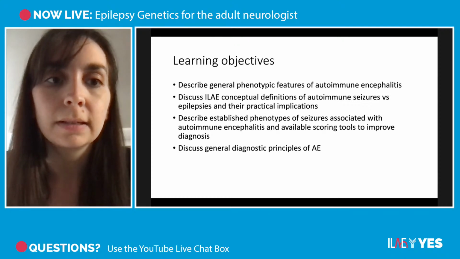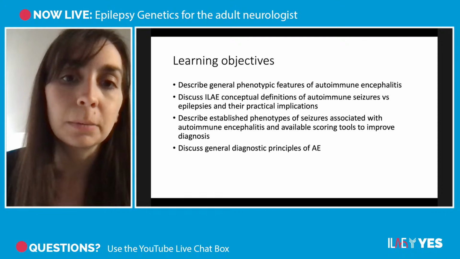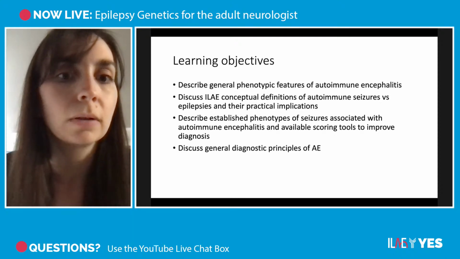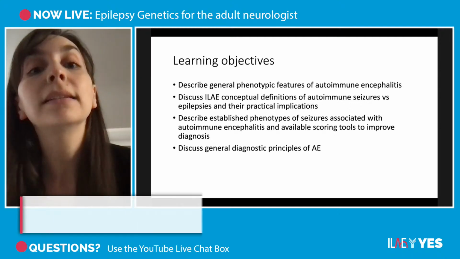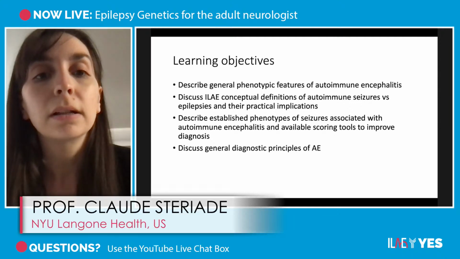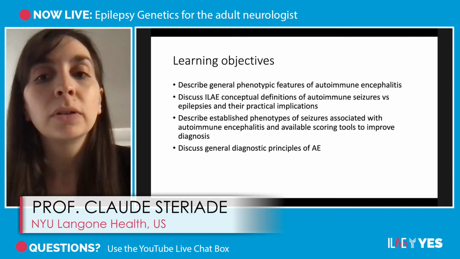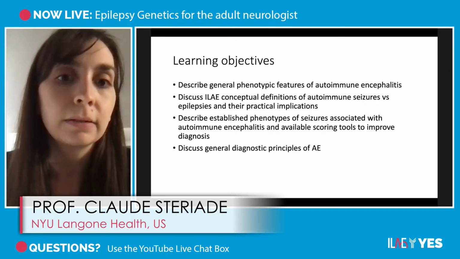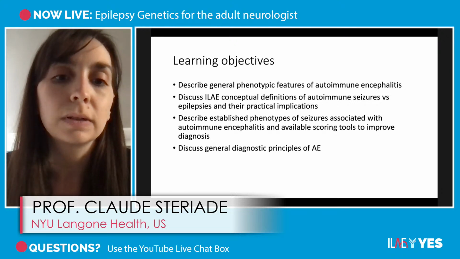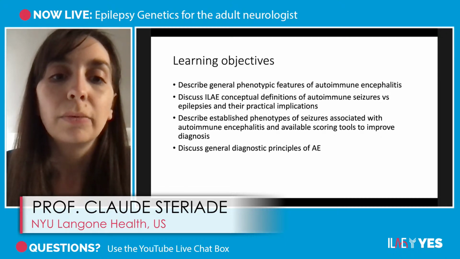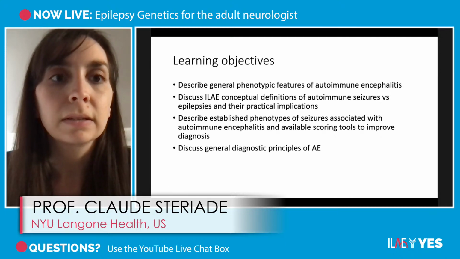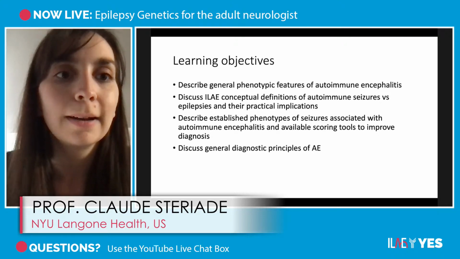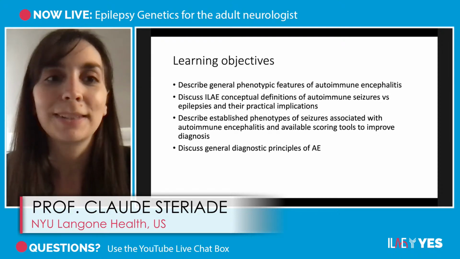I'm going to talk about the recent International League Against Epilepsy conceptual definitions of seizures and epilepsies in the context of autoimmunity and what it means practically in terms of our clinical practice. And then I'm going to talk about some scoring tools that are available to help us identify and diagnose these patients. And then finally, I'm going to wrap up with some diagnostic principles. Because of time, I'm not going to get to the treatment piece in this talk because that's a whole other discussion.